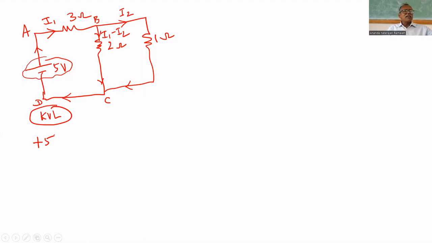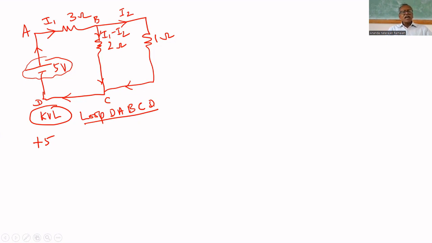While traveling from D to A, I am considering the loop D, A, B, C, D. I am starting from D. If I travel from D to A, there is a rise in potential, positive, increase in potential. That's why I put +5.